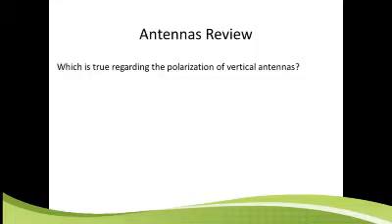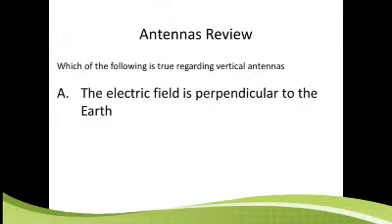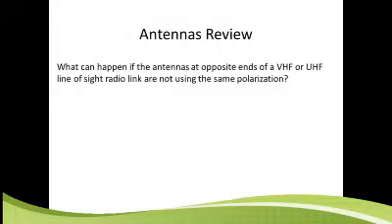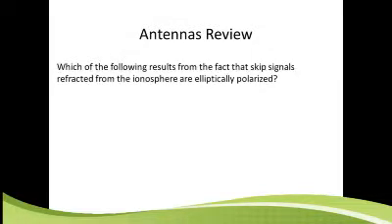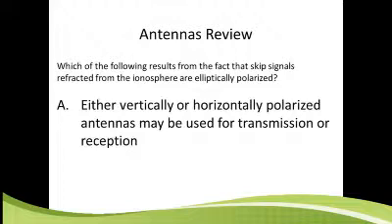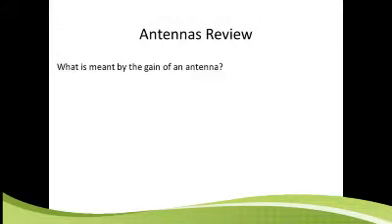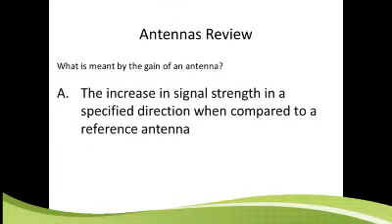What is true regarding the polarization of a vertical antenna? What they're looking for here is that the electrical field is perpendicular to the earth. Okay, what can happen if antennas at opposite ends of the UHF or VHF line of sight radio link are not using the same polarization? What will be the problem? What will be the situation? Weaker, that's right. The signal will be significantly weaker. Which of the following results from the fact that skip signals reflected from the ionosphere are elliptically polarized? What they're looking for is essentially that you can use either horizontal or vertical polarization with HF signals. What is meant by the gain of an antenna? It's the increase in signal strength in a specified direction compared to a reference antenna.